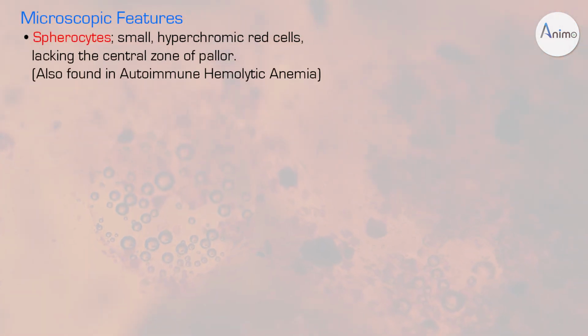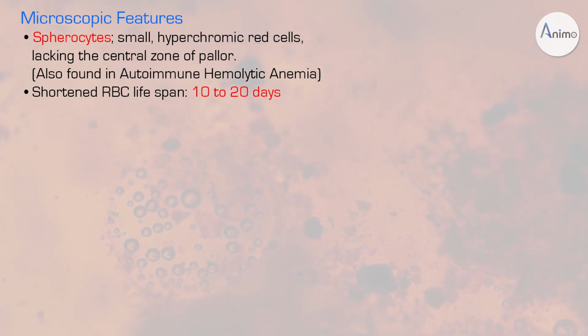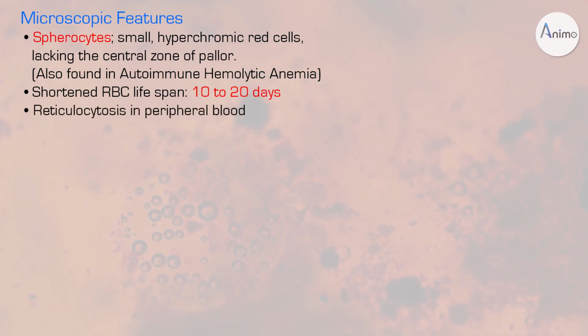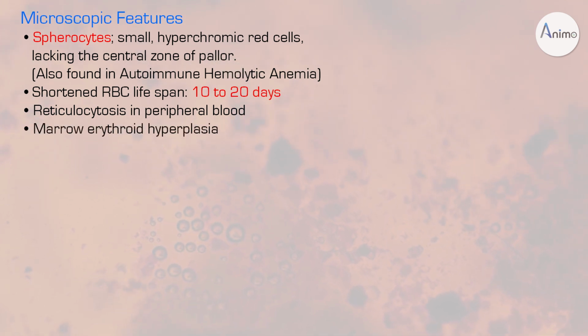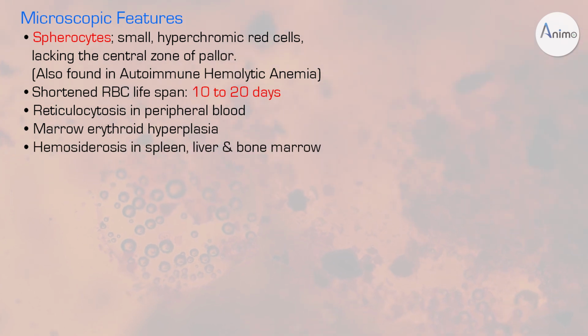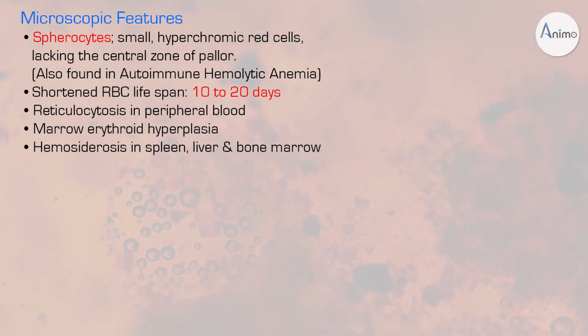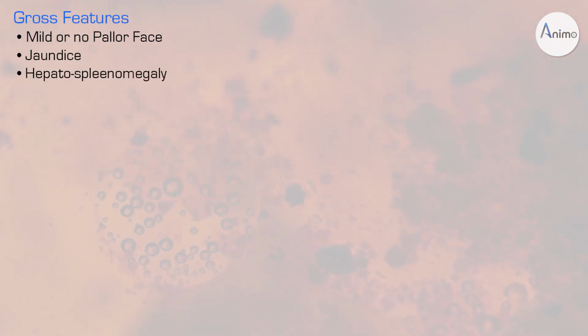Here is a summary of all these events. Microscopic features show spherocytes. The lifespan of RBCs is reduced to a mere 10 to 20 days. Reticulocytosis is prominent. There is marrow erythroid hyperplasia because the bone marrow tries to make more RBCs, and there is deposition of iron, hemosiderosis, in the liver, spleen, and bone marrow. The gross features are that the patient may or may not show pallor. Jaundice is present because of the increased turnover of these RBCs, and lastly, hepatosplenomegaly.